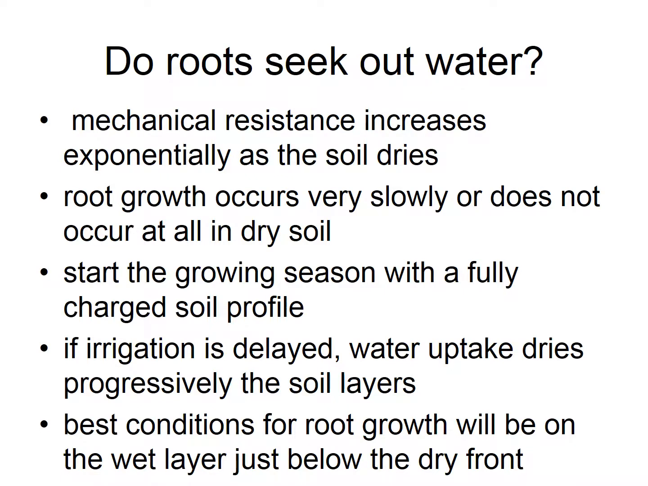When we start the growing season with a fully charged soil profile and we delay irrigation, the water uptake will be drying the soil progressively downwards. For any time, the best conditions for root growth will be on the wet layer just below the dry front. So if the irrigation interval is long enough, we will be favoring root growth in the deeper layers.